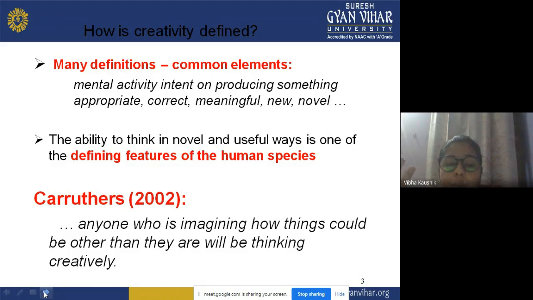How things could be other means we are talking about a new way of things, a new innovation about the things. Then they are thinking creatively. When we are saying that we are thinking in a creative way, we should think of another way of using that particular object.